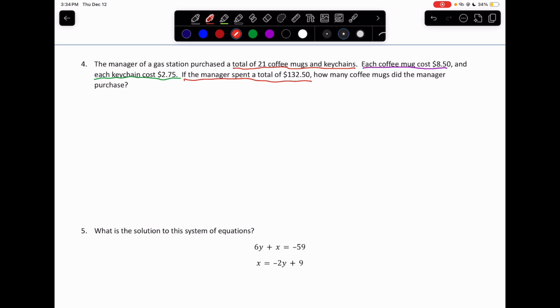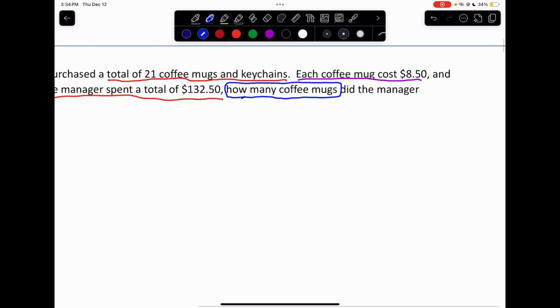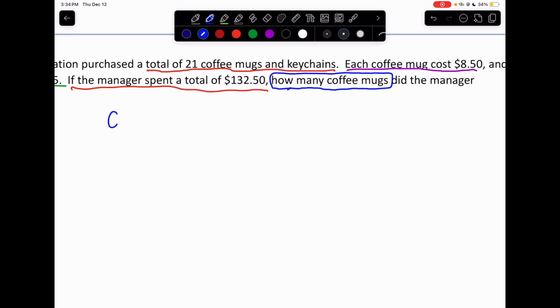Okay, problem. They did not give me variables. I don't see any X and Y. I don't see any B and D. I don't see anything, but that's okay because I do know what I'm being asked to find. How many coffee mugs? Okay, so if that's what I need to know, that's gotta be one of my variables. In other words, gotta be one of my unknowns. So I'm gonna make this easy for myself. I'm gonna say that C, you know what, that kind of looks like a parentheses, so maybe use M can equal the number of coffee mugs.